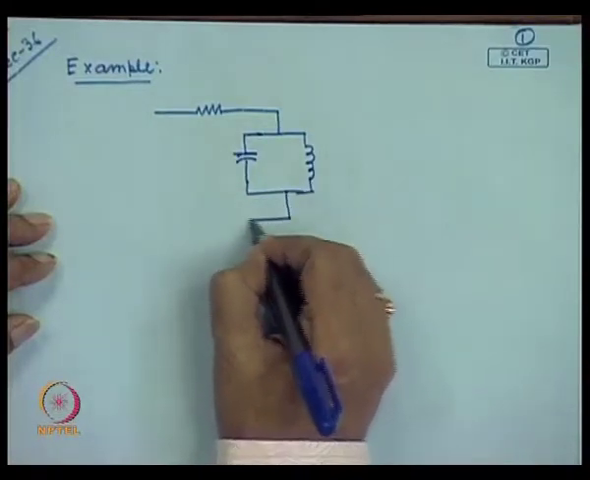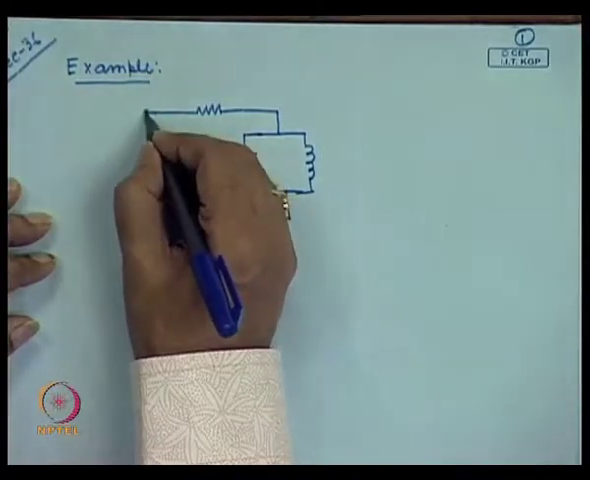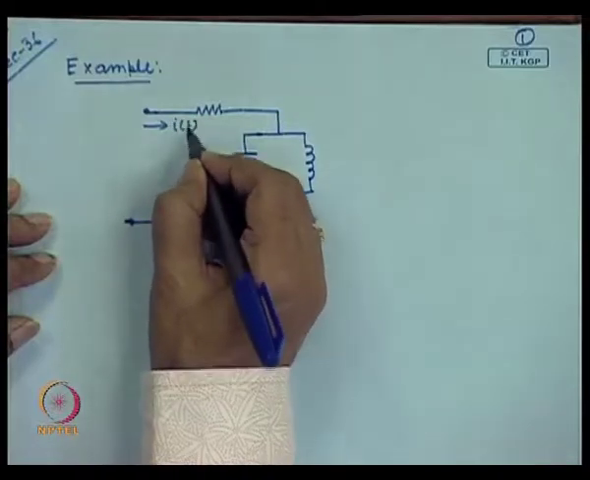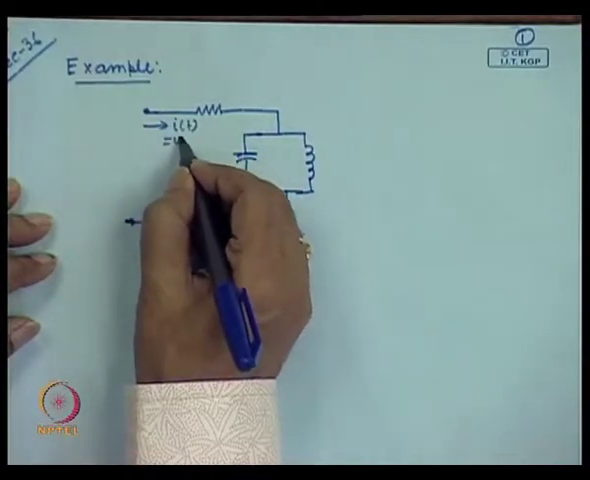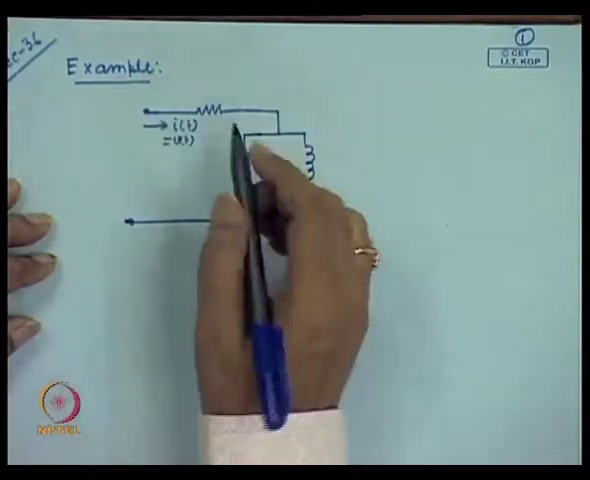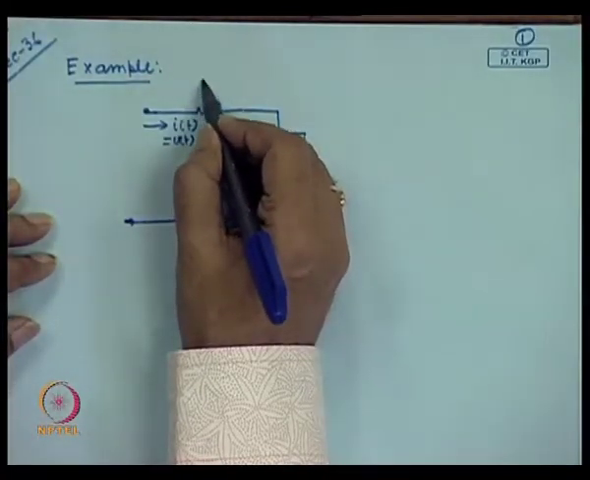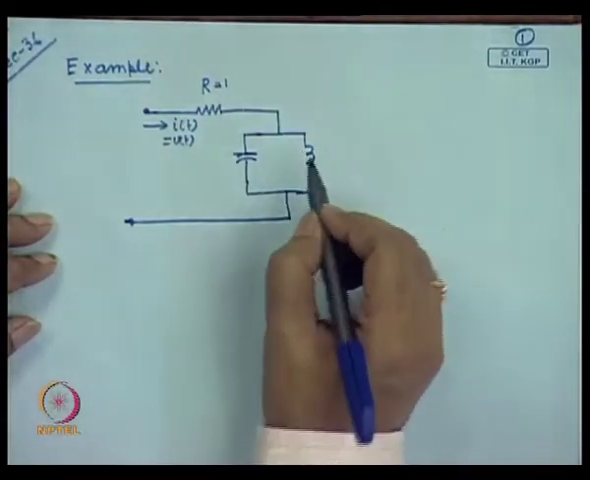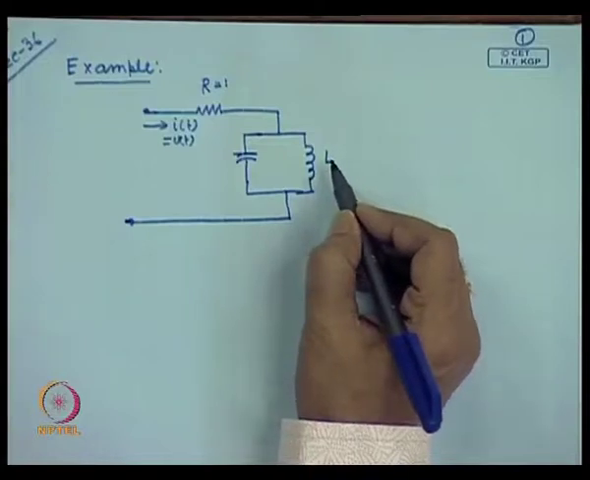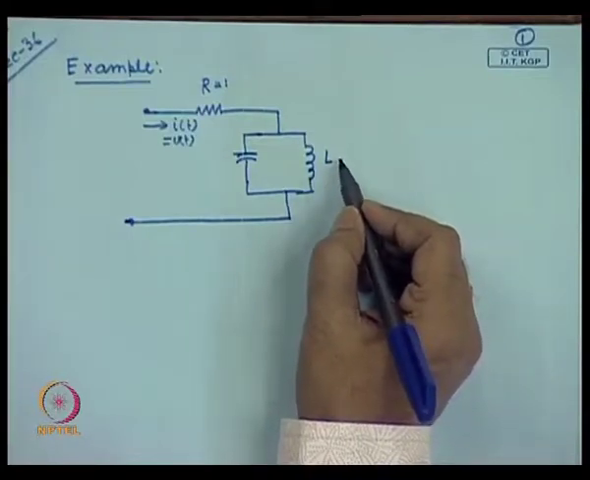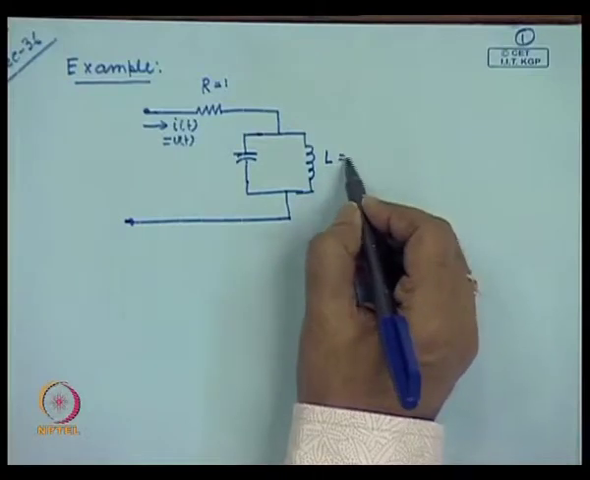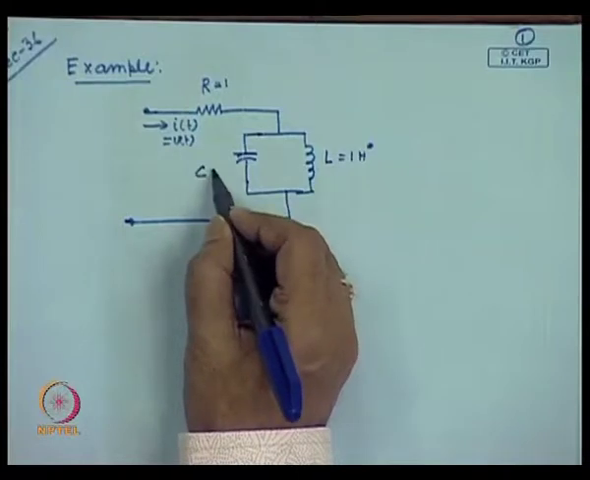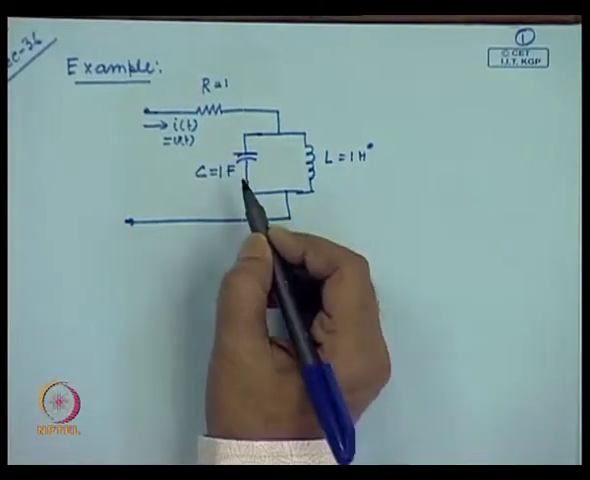Agree? And that our problem is, this is the current flowing through the circuit I of t, which we denoted by U of t, input to the circuit, and that resistance is R, and that value let us consider is 1. And that is the inductance. The numerical value of L is equal to 1 Henry, and C is 1 farad.